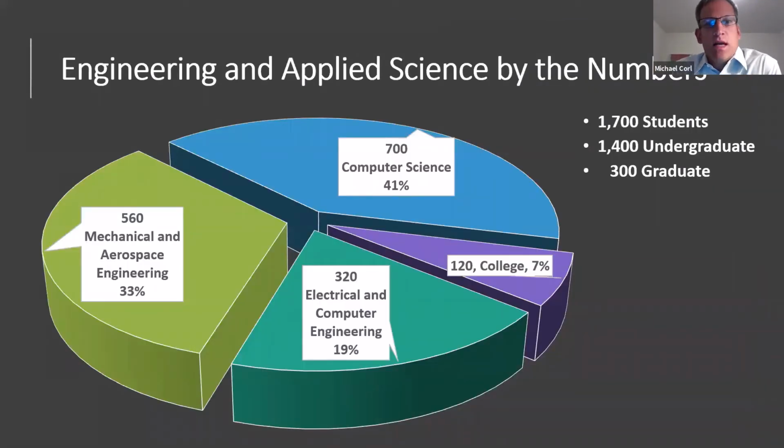So to give you a sense of the College of Engineering, there are about 1,700 students. About 1,400 are undergrads, and the remaining 300 are grad students. Computer science is the largest department that we have, with about 700 students total, making up about 40% of our students.